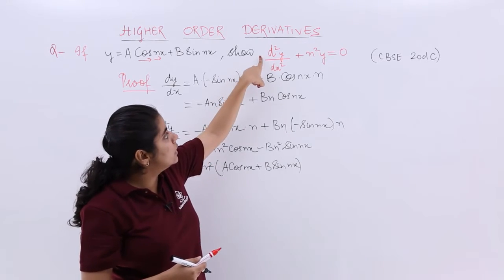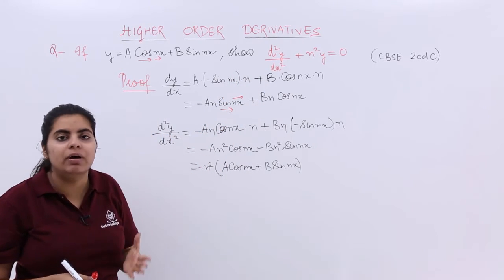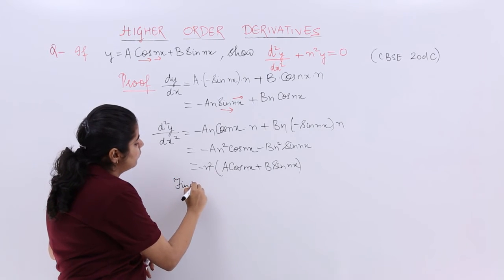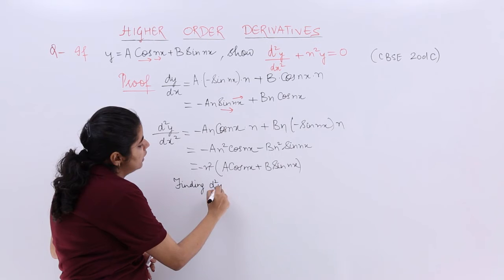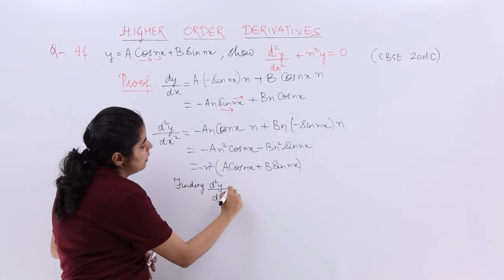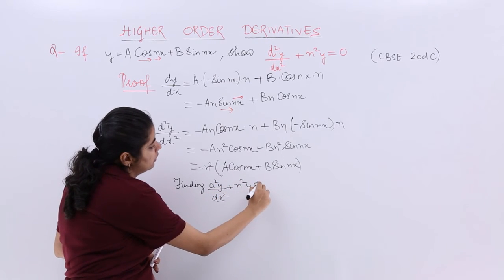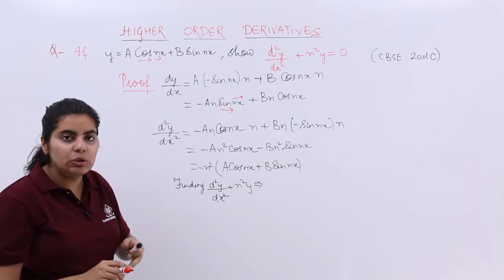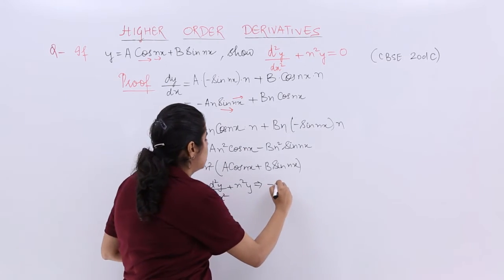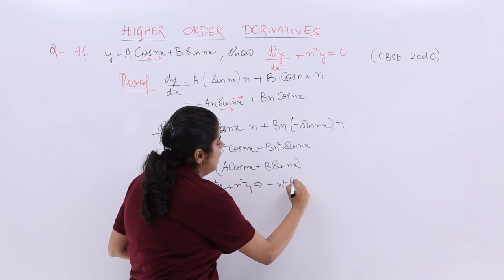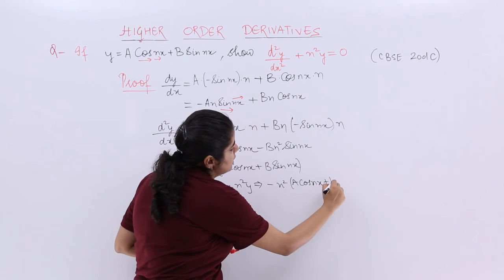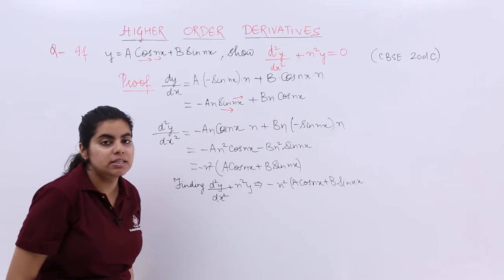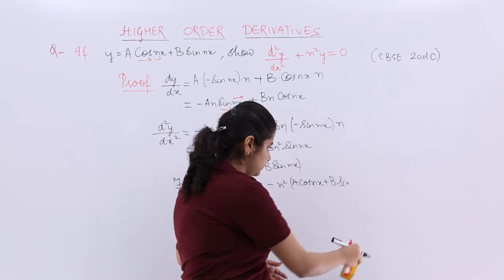Now see the question, d2y by dx square plus n square y, that you have to do. So let's find out d2y by dx square plus n square y. So d2y by dx square, the value you can put, so it is nothing but minus n square times a cos nx plus b sin nx, right? A cos nx plus b sin nx.